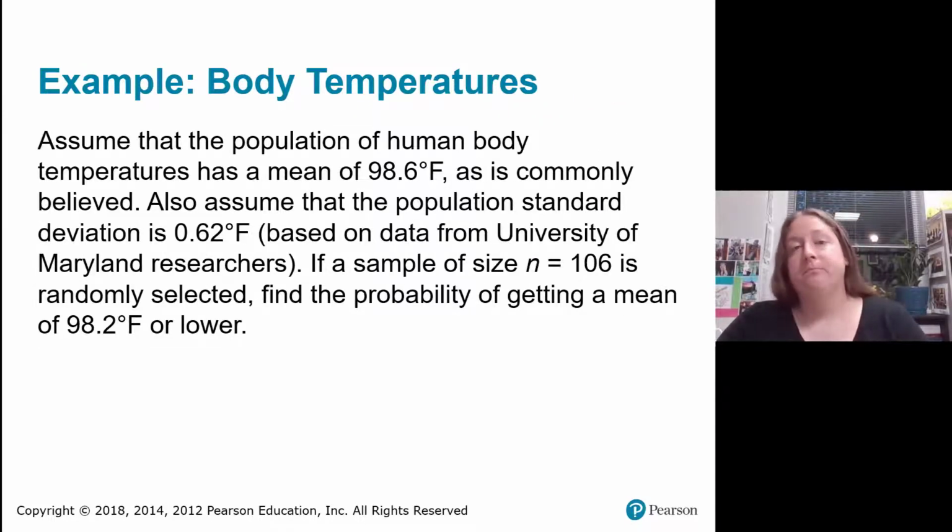Example, body temperatures. You've all probably heard the normal human body temperature is 98.6. Assuming that is the case, we have a population standard deviation of 0.62 degrees Fahrenheit. This is based on some data from University of Maryland researchers. We're going to take a sample size of 106, so 106 people randomly selected. We're going to find the probability of getting a mean of 98.2 degrees Fahrenheit or lower.